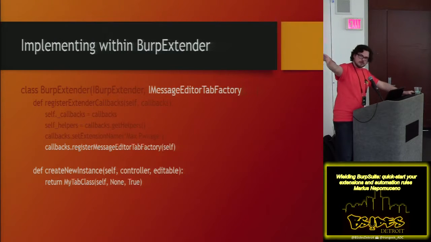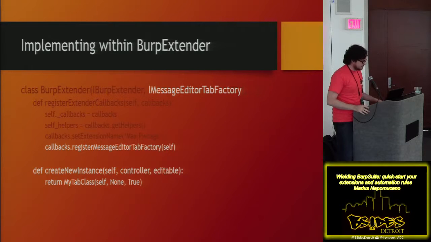And then still within our BurpExtender class, you define createNewInstance and pass it those three variables. The signature for all of the functions, you can find them all in the documentation. That's how I know to pass it self, comma controller, comma editable. And all that is doing is just returning a tab class. As you'll see shortly, my tab class will be implementing the iMessageEditorTab. And that's it. Any questions? All right.